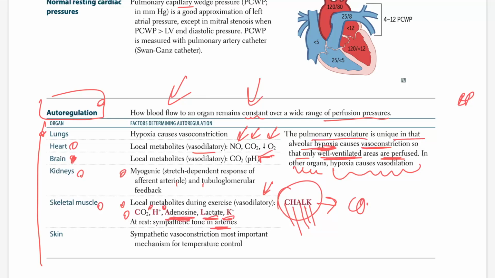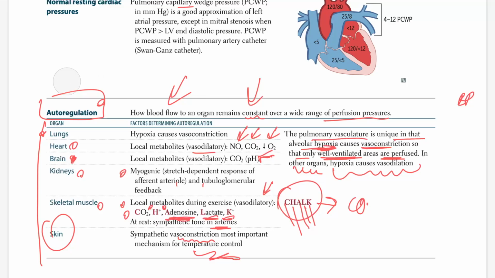At rest, you're just looking at sympathetic tone in the artery. Skin: sympathetic vasoconstriction is the most important mechanism for temperature control. So again, what is skin doing? Sympathetic vasoconstriction for temperature control. And these are all the autoregulation.